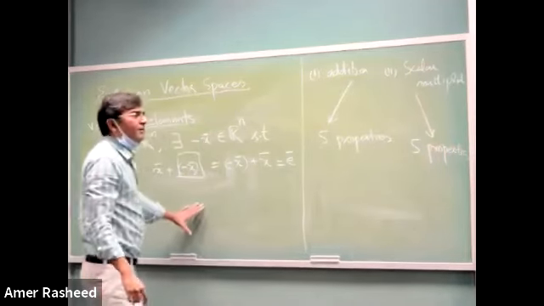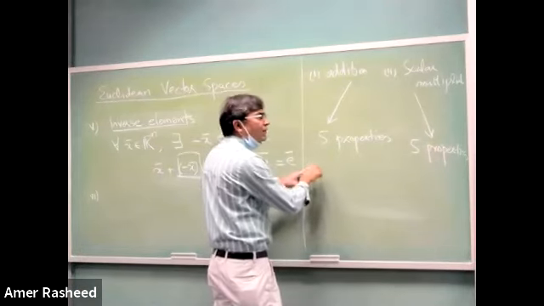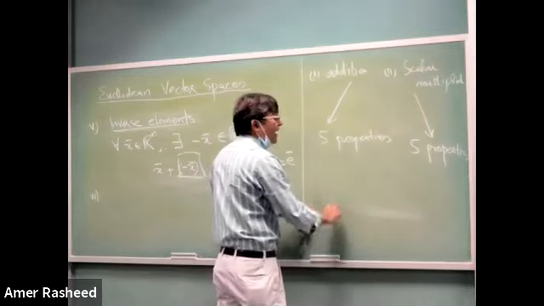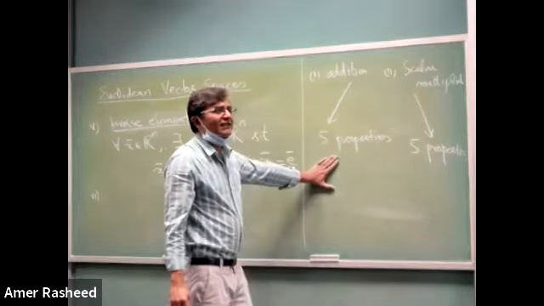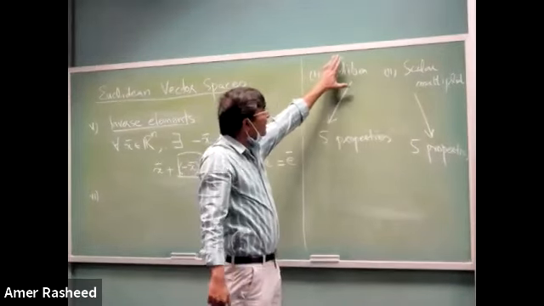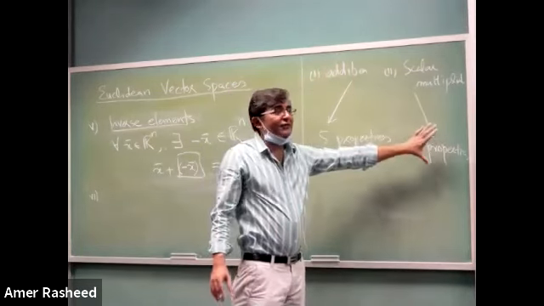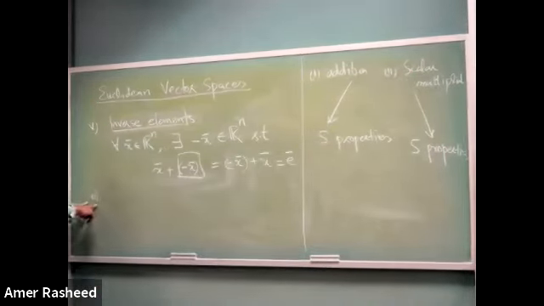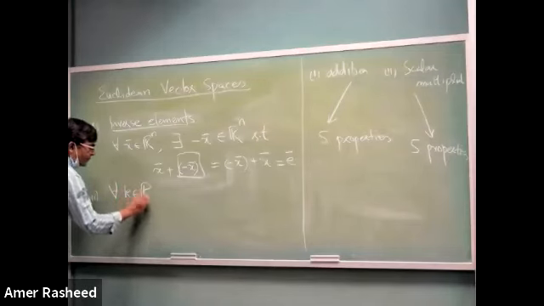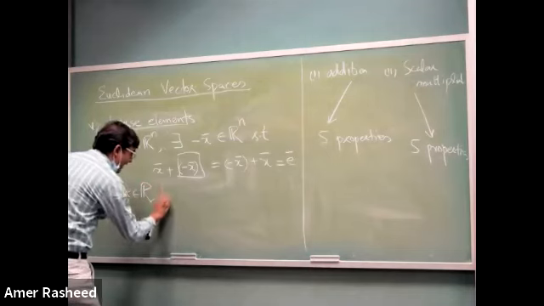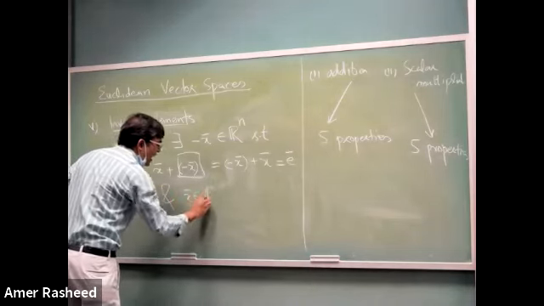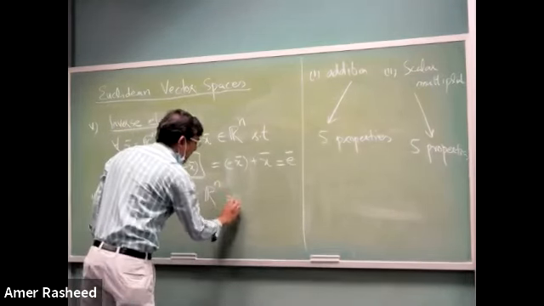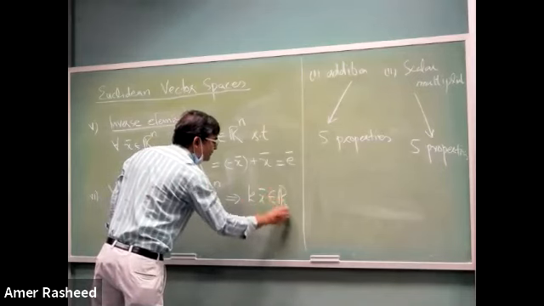So the first 5 properties we defined, which are they? Closure law, commutative law, associative law, identity element, inverse element. These 5 properties are with respect to addition. The next 5 properties are with respect to scalar multiplication. Now the 6th property: for any k belongs to R and x belongs to Rn, implies kx bar belongs to Rn.